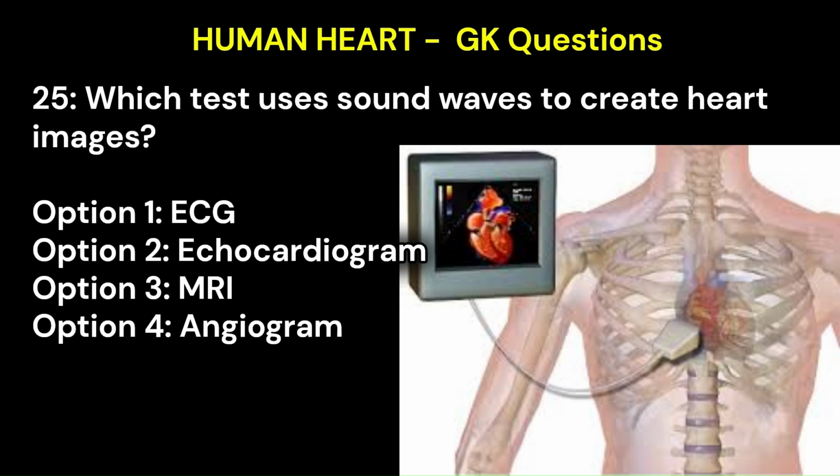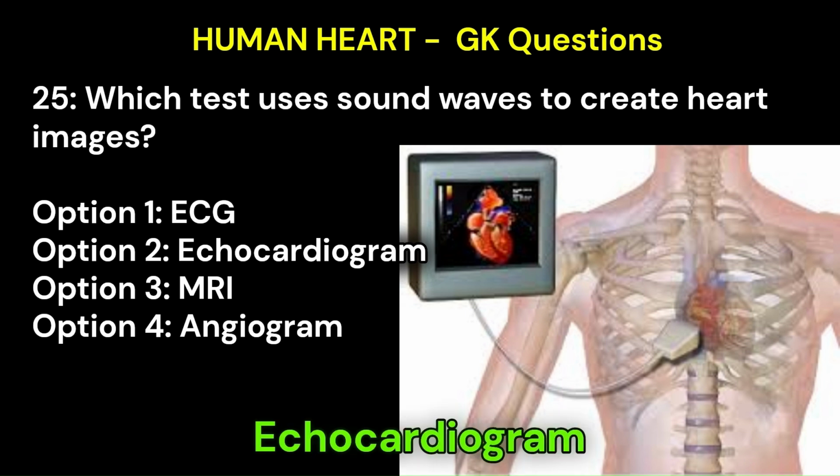Question number 25. Which test uses sound waves to create heart images? The options are: Option 1, ECG. Option 2, echocardiogram. Option 3, MRI. Option 4, angiogram. The correct answer is echocardiogram.